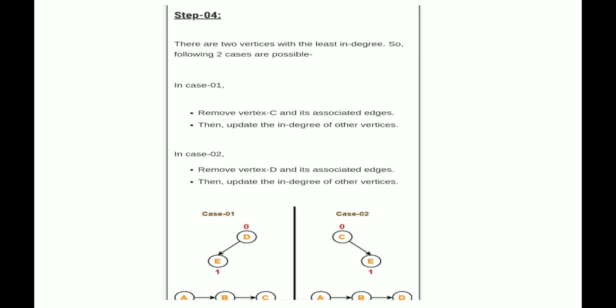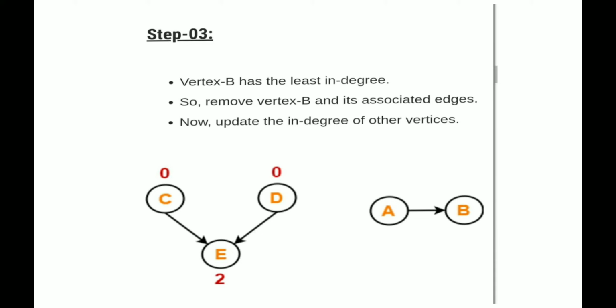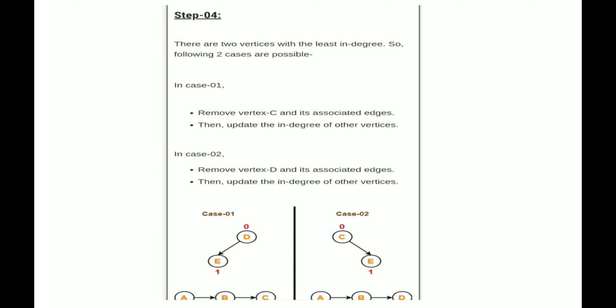Let us consider case 1 and case 2. Suppose I remove vertex C. As I told earlier, once we remove a vertex, we have to remove the associated edges also. Yes, there is an edge from C to E, we have to remove that one also. Suppose I remove D, there is an edge from D to E, we have to remove that edge also. So now we have two cases, case number 1 and case number 2.